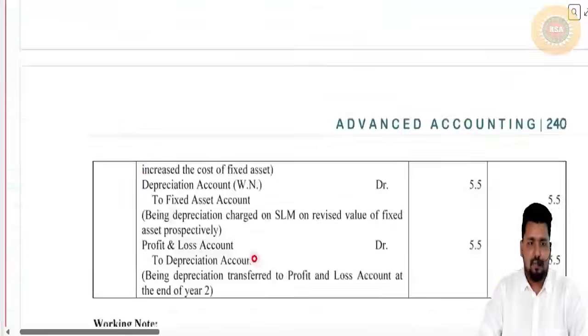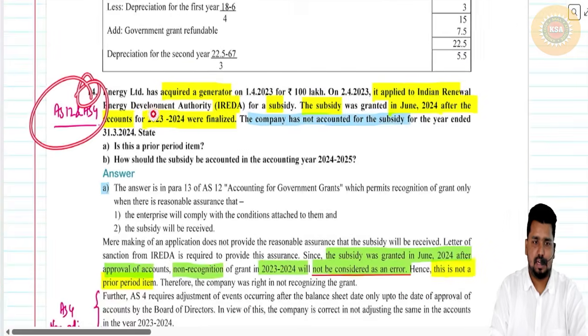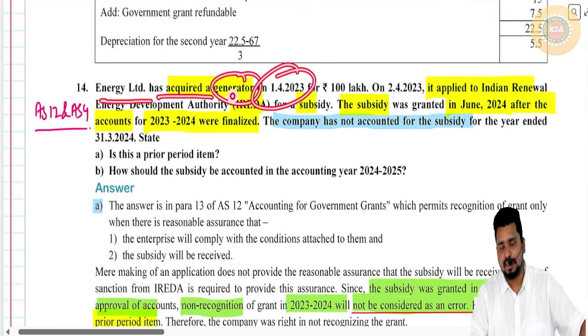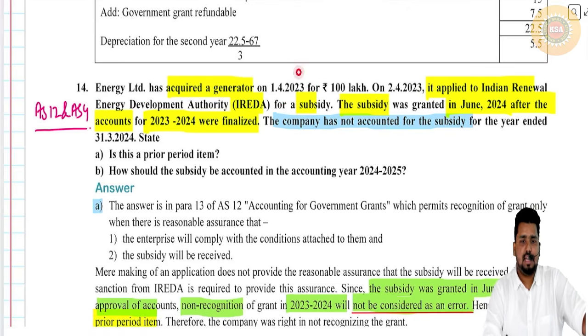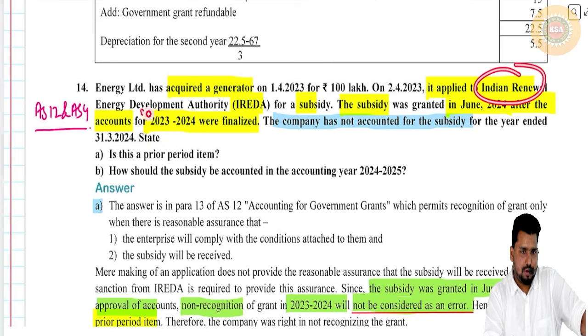One last question. Listen, this question, AS12 and AS4. Read the question, everyone. Energy Limited acquired a generator on 1st April 2023. Correct? How many lakhs? It applied to a government department. Correct? How much for subsidy? Where is that amount? They have not given. Okay.